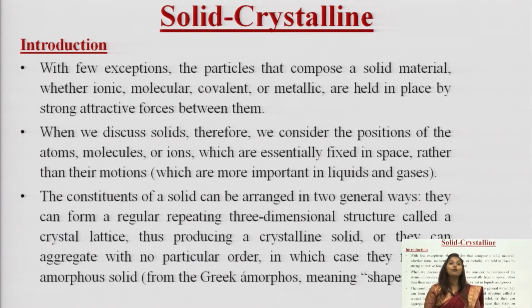The constituents of a solid can be arranged in two general ways. They can form a regular repeating three-dimensional structure, producing crystalline solids, or they can aggregate with no particular order, in which case they form an amorphous solid. An amorphous solid means a disordered arrangement of molecules, ions, or atoms. What is amorphous? In Greek, amorphous means shapeless, so a substance that does not have any shape is amorphous in nature.